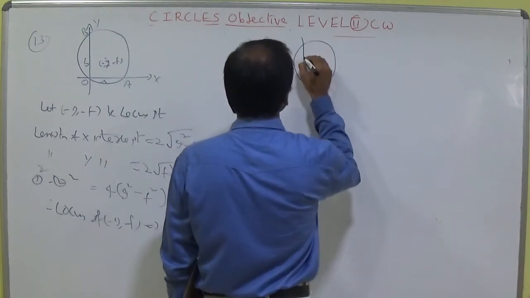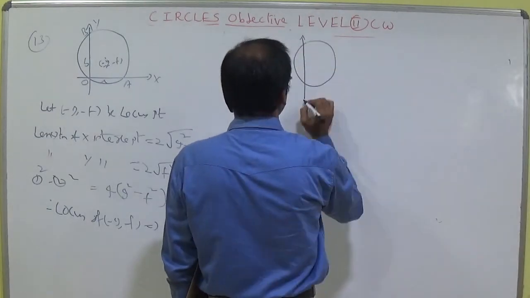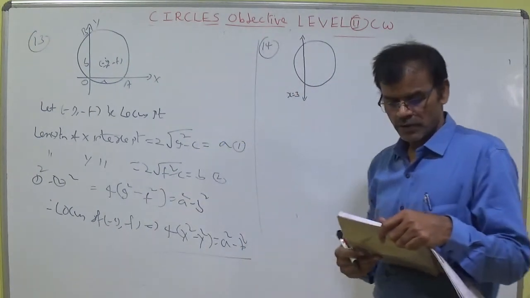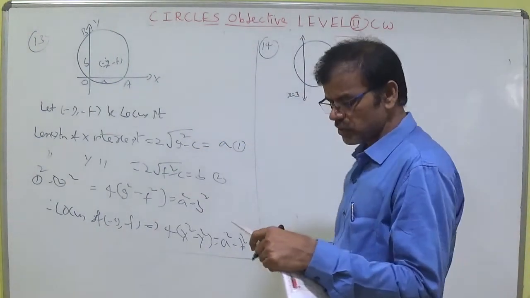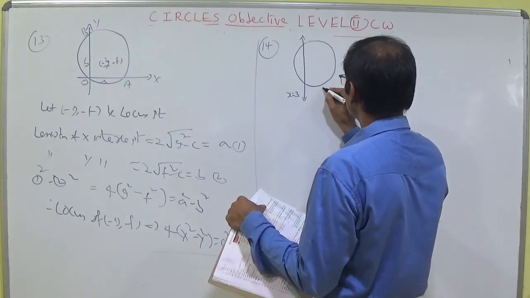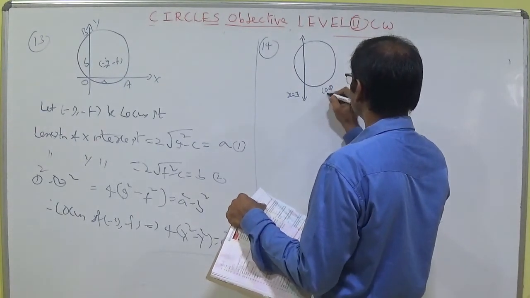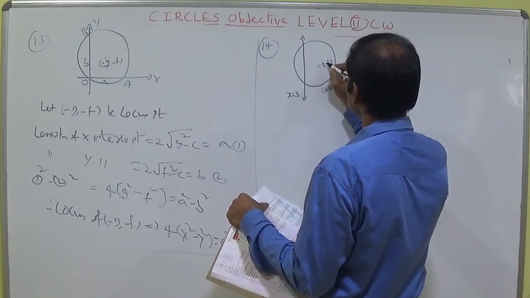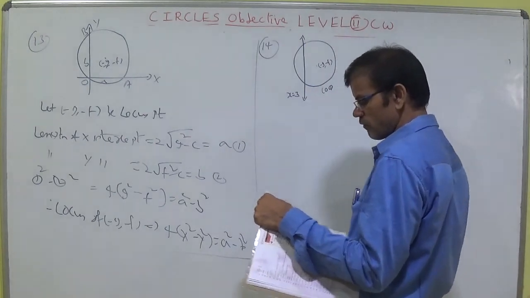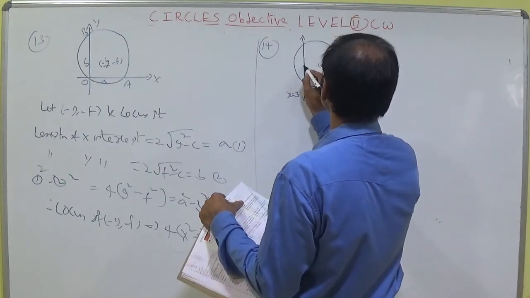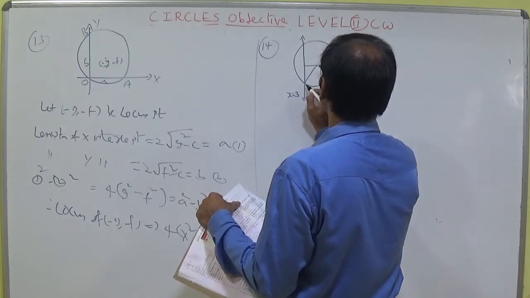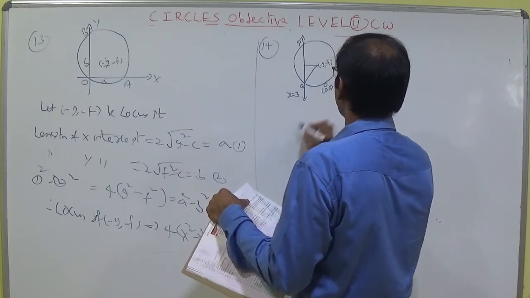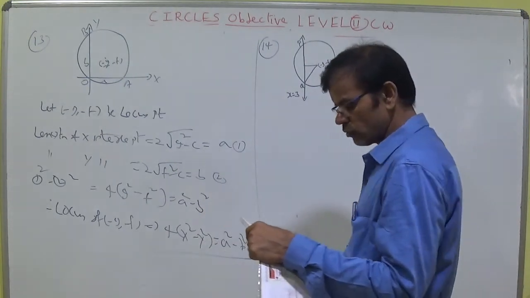Draw like this: this is the line x equal to 3. The circle passes through the origin, put here 0, 0. The center of the circle you can write as (-g, -f). It cuts off a length of 4 units on the line, this length is 4 units. So, indirectly, he has given the length of the chord as 4.